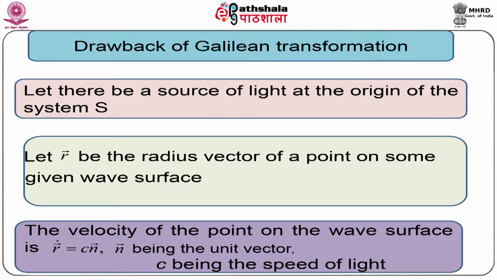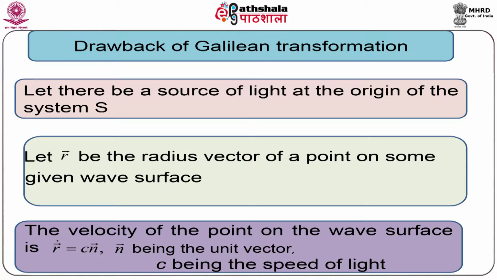Now, let us discuss the drawback of Galilean transformation. We have already obtained the Galilean transformation. Let there be a source of light at the origin of the system capital S, emitting spherical waves travelling with the speed of light c.